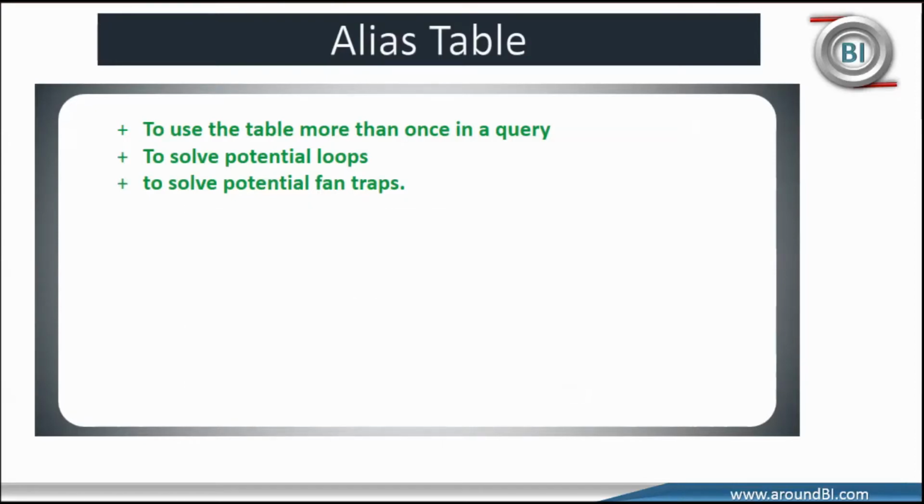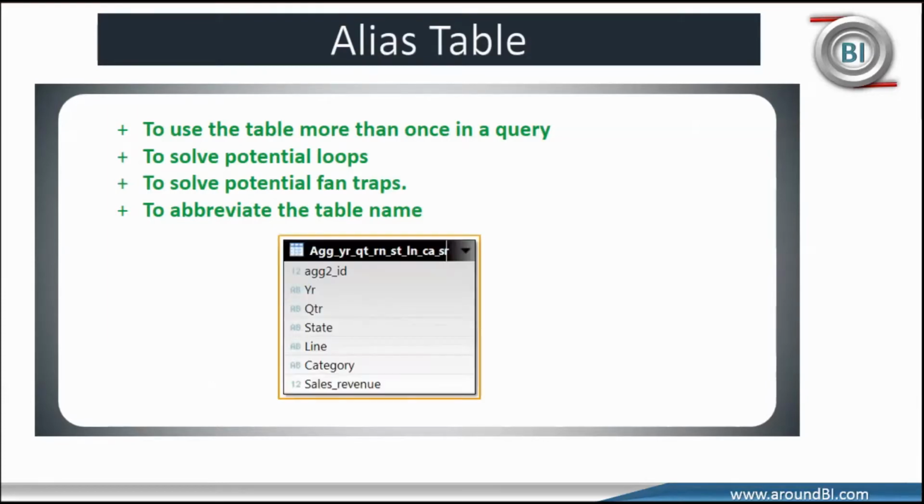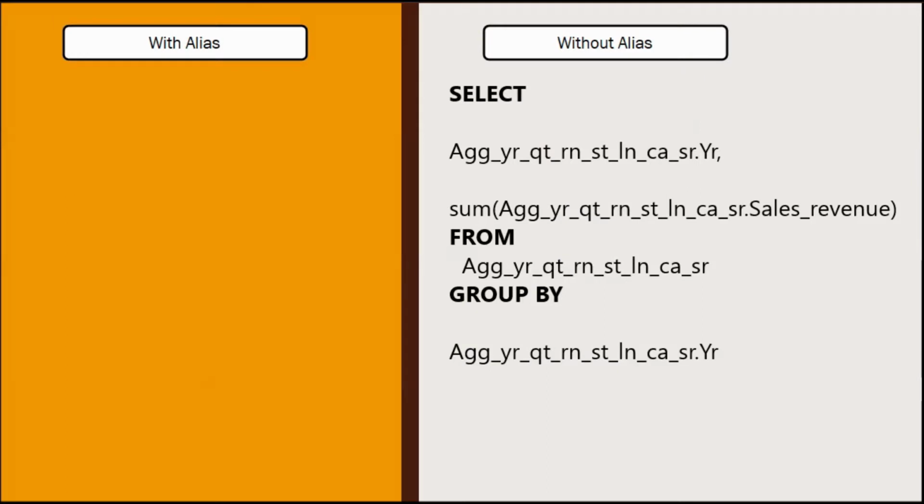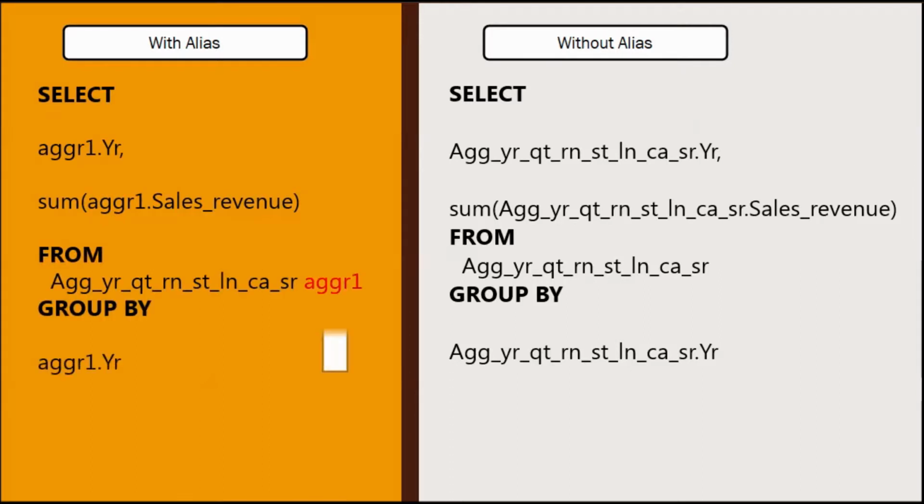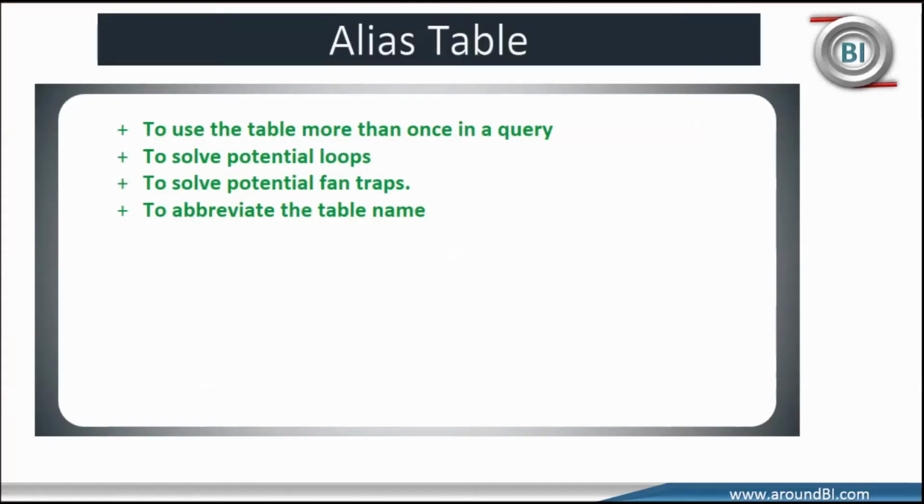Many times while writing freehand SQL, we use alias to abbreviate the table names to save typing. Take the example of the aggregate year, quarter, month, state table in eFashion universe. If I write a freehand SQL on this table, it would be time consuming with this long name of the table. Rather than that, we can use alias to shorten the table name and it would avoid a lot of pain in writing SQL.